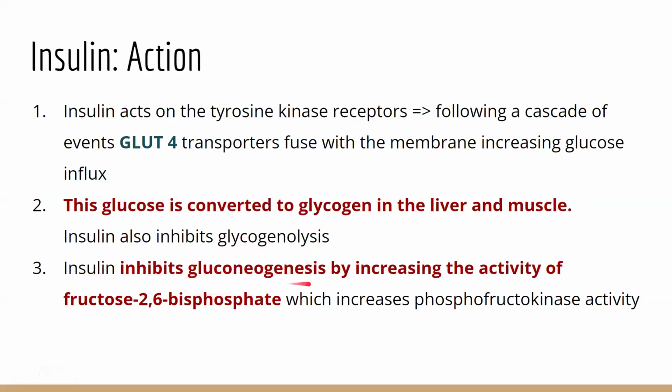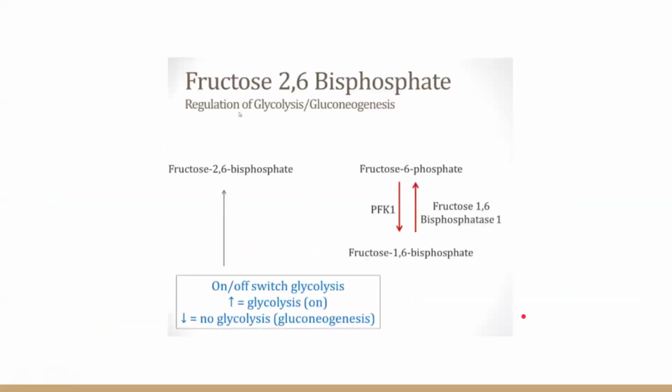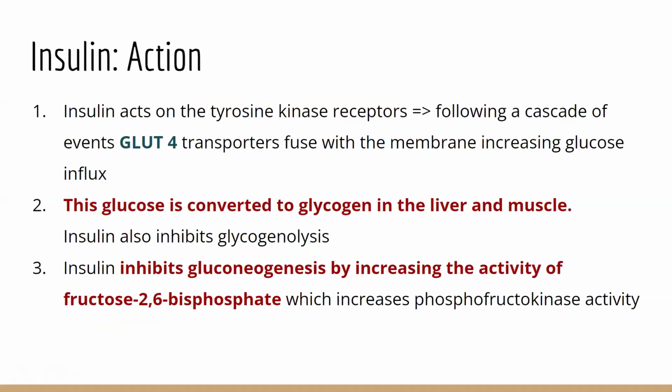Insulin inhibits gluconeogenesis by increasing the activity of fructose 2,6-bisphosphate, which increases phosphofructokinase activity. These names sound familiar to you because they're from molecular. So these are Dr. Hanad's slides from last year, and I brought them in just to emphasize this because he didn't emphasize this part, but it's important to know because it's part of insulin's mechanism of action.